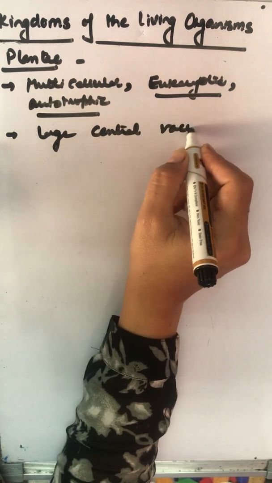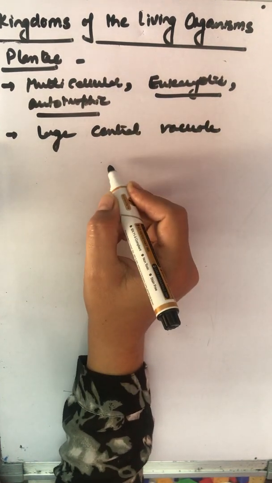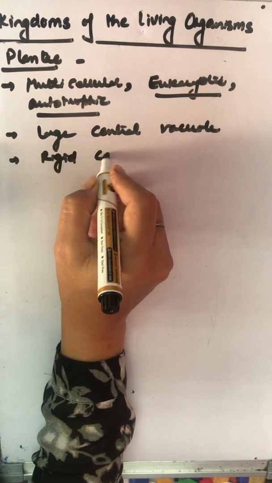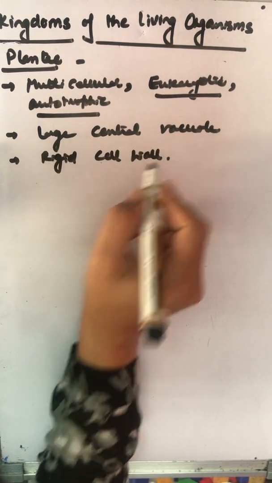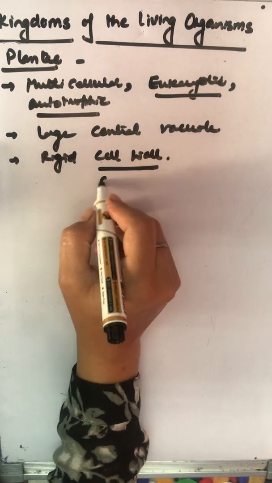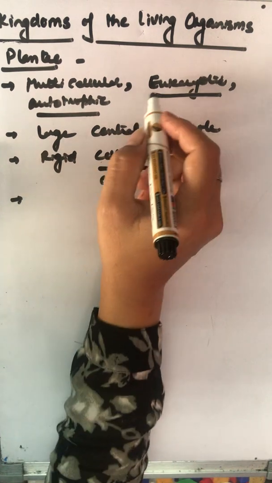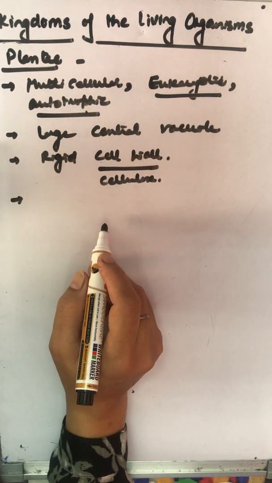Another basic thing that is different is they have a large central vacuole and a rigid cell wall, which is made up of cellulose. Now, when we talk about the mode of nutrition that we have already discussed, it is autotrophic.